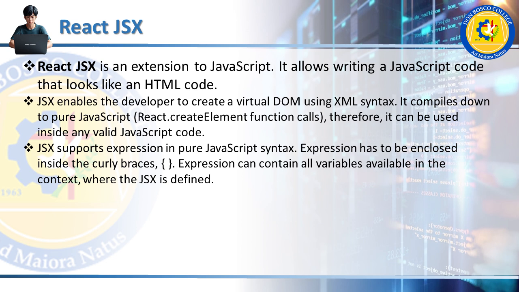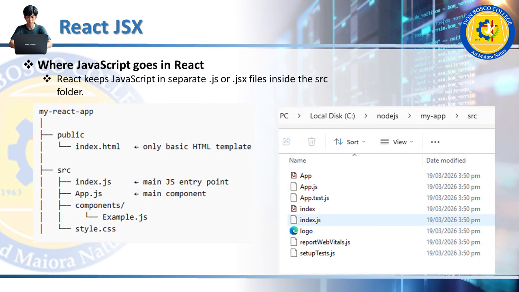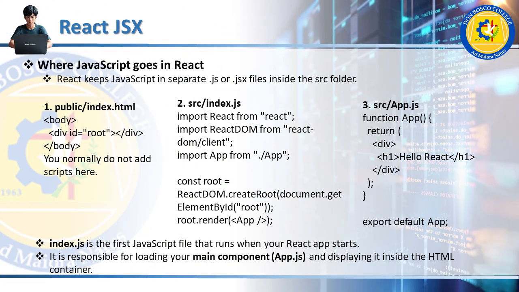JSX supports expressions in pure JavaScript syntax. Expressions have to be enclosed inside curly braces. Expressions can contain all variables available in the context where the JSX is defined. React keeps JavaScript in separate .js or .jsx files inside the src folder. Index.js is the first JavaScript file that runs when your React app starts. It is responsible for loading your main component, App.js, and displaying it inside the HTML container.